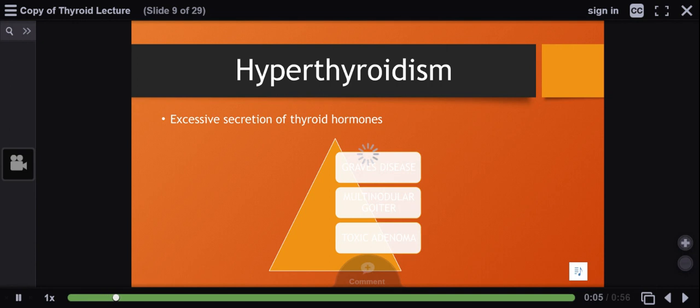Hyperthyroidism, on the other hand, is an excessive secretion of the thyroid hormones. The most common cause of hyperthyroidism is Graves' disease, which is an autoimmune disorder that results from excessive output of the thyroid hormones. Women are much more commonly affected than men, and although the exact cause is unknown, Graves' disease often occurs after any emotional shock, infection, or stress.